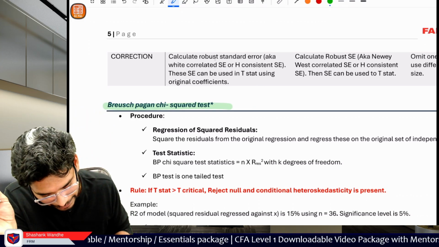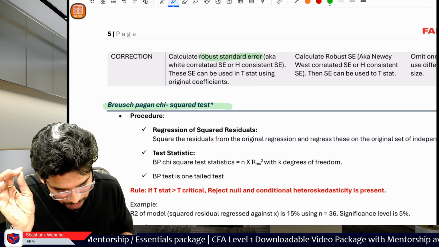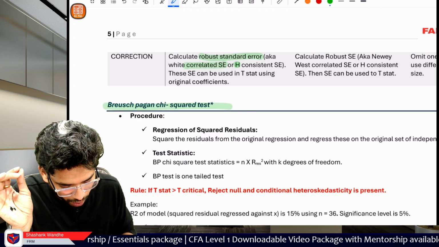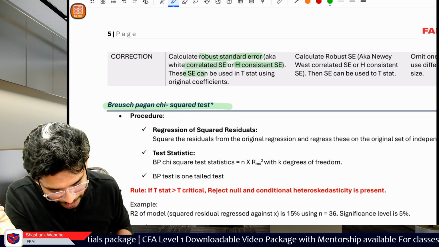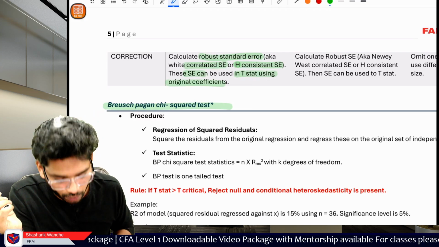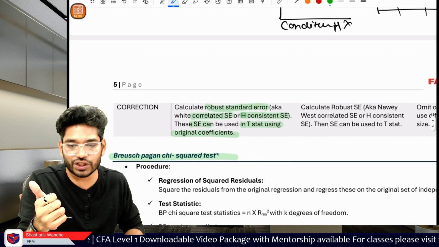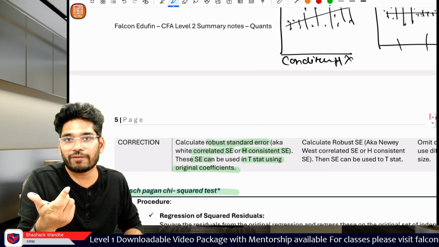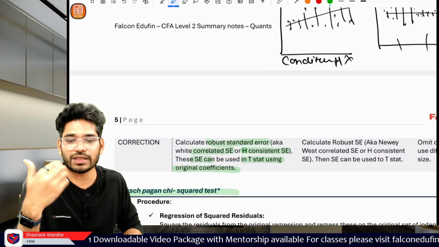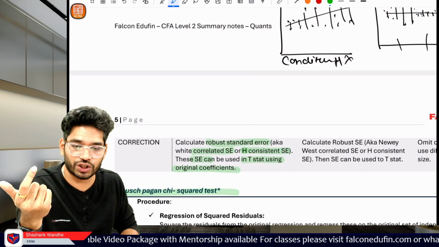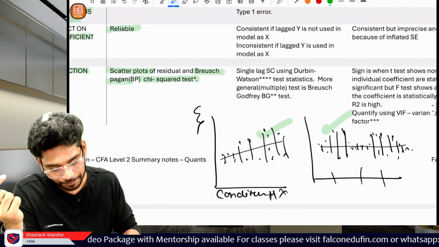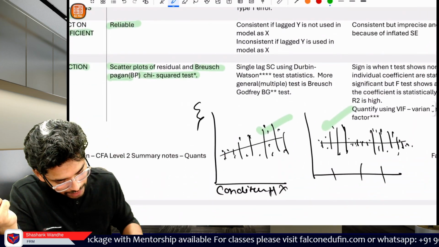How to correct it? Calculate the robust standard error, also known as the correlated standard error, or heteroskedasticity-consistent standard error. And these standard errors can then be used in the t-stat with the original coefficient, because your coefficients are reliable. So you don't have to deal with the coefficients. Use the original coefficients, and for the t-stat calculation, use this standard error instead of the original standard error of the model. Fine. This is heteroskedasticity.